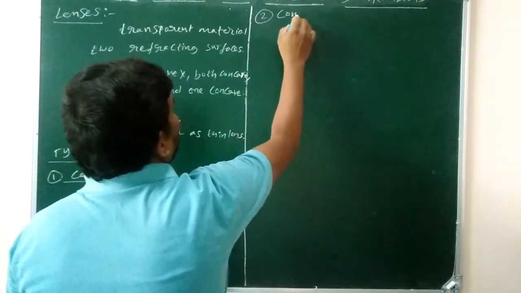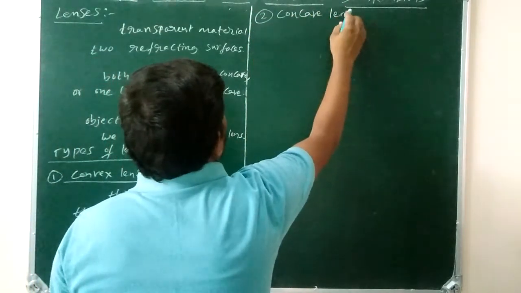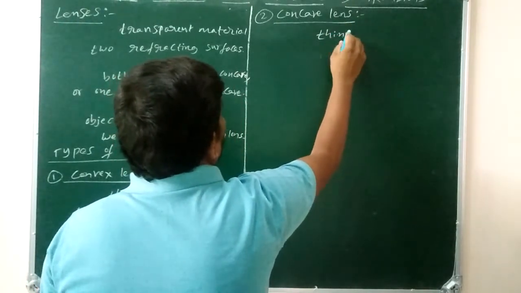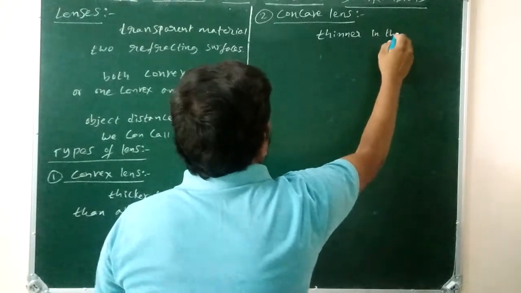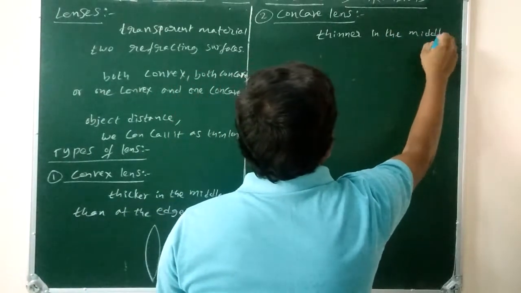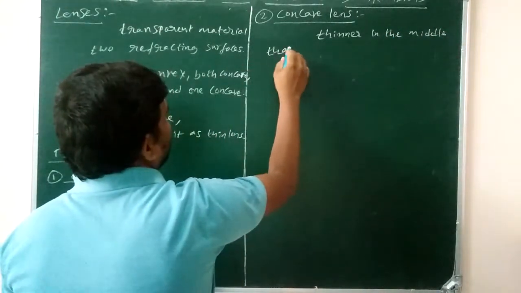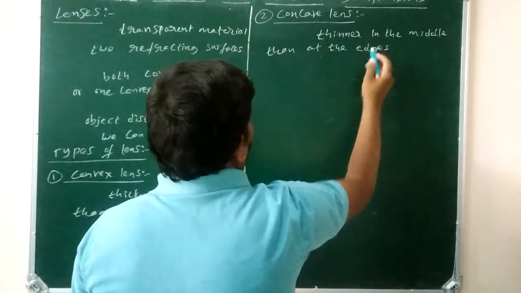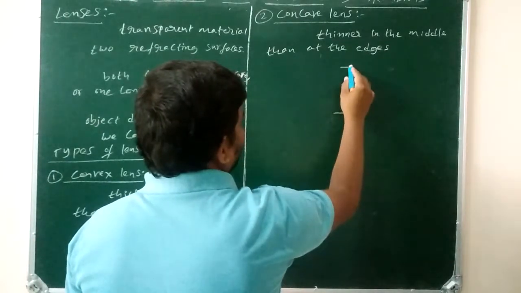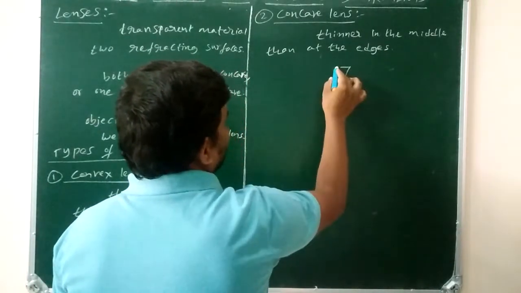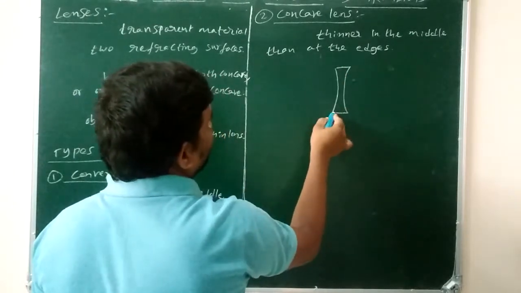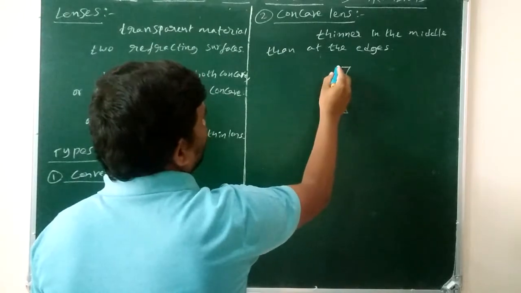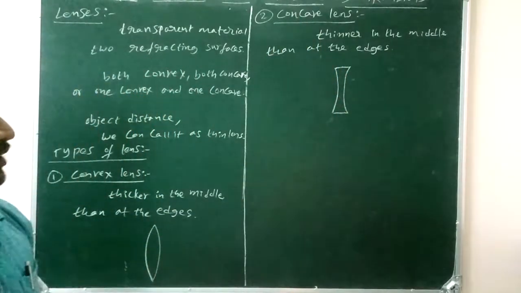Second one is concave lens. A lens which is thinner in the middle than at the edges, we can call it a concave lens.